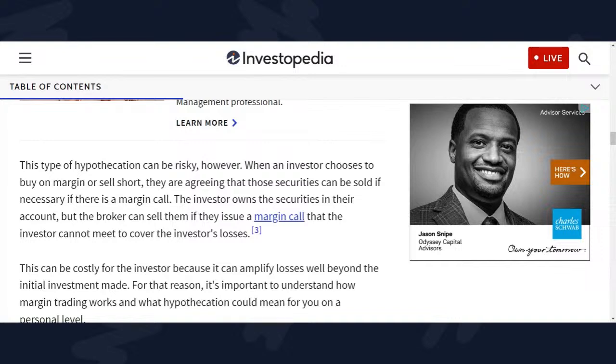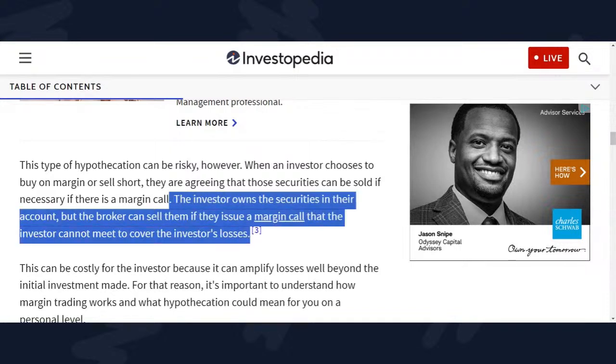When an investor chooses to buy on margin or sell short, they are agreeing that those securities can be sold if necessary if there is a margin call. The investor owns the securities in their account, but the broker can sell them if they issue a margin call that the investor cannot meet to cover the investor's losses.